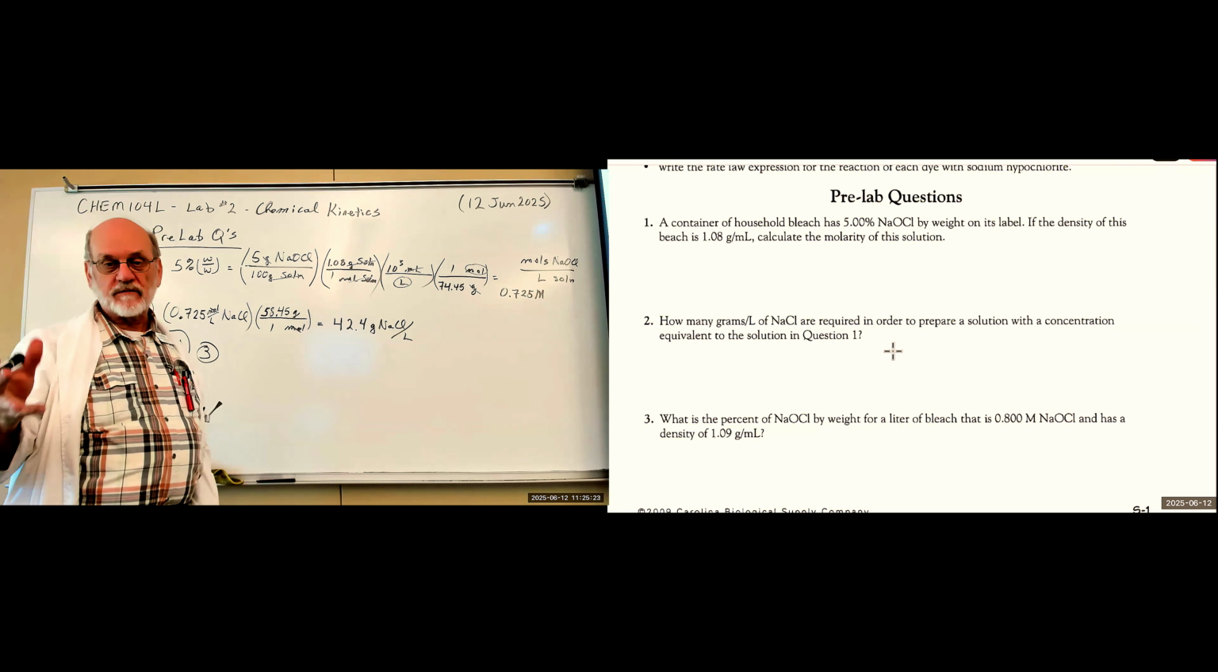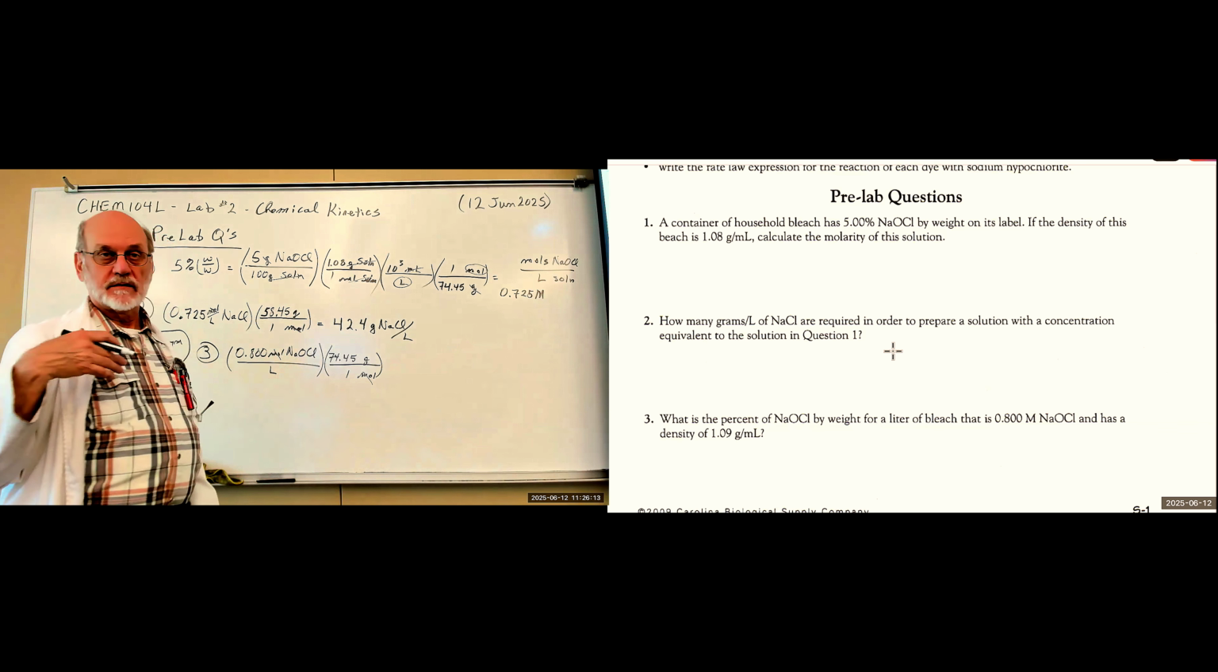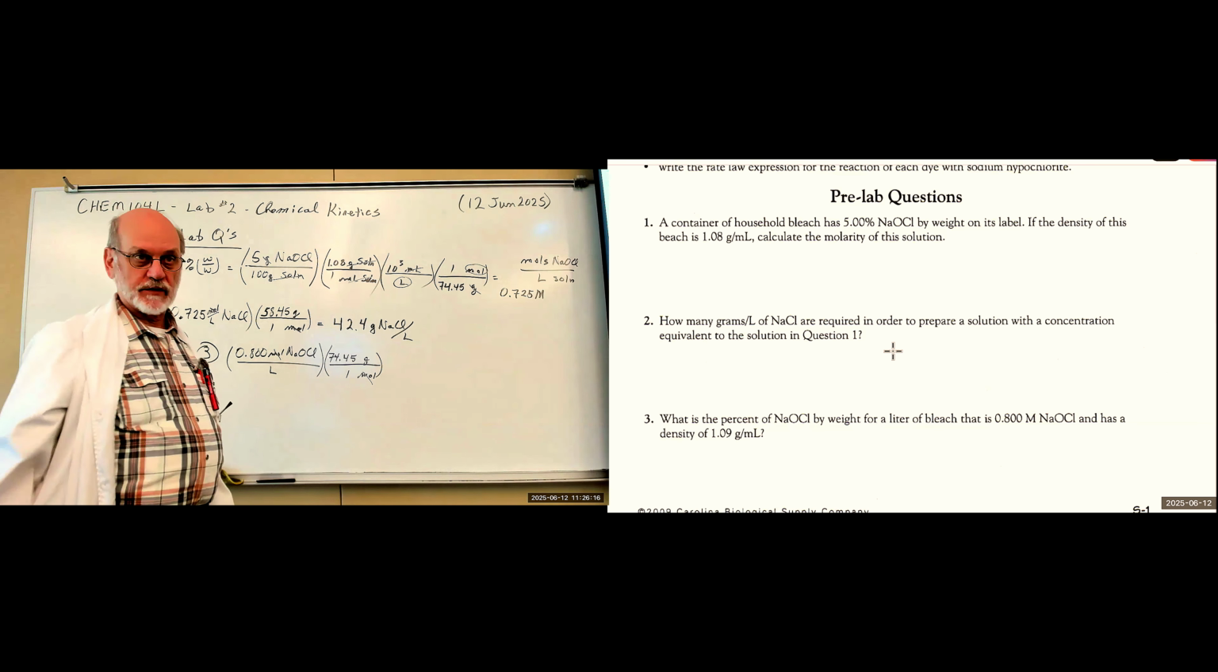0.8 molar, 0.8 moles sodium hypochlorite per liter. Okay. Let's do the volume first. No, let's do the mass first. So we got to reconvert this sodium hypochlorite from moles to grams. And there's your conversion factor, 74.45. That gets rid of moles. Now we've got grams of sodium hypochlorite. We need grams of, or 100 grams of solution.